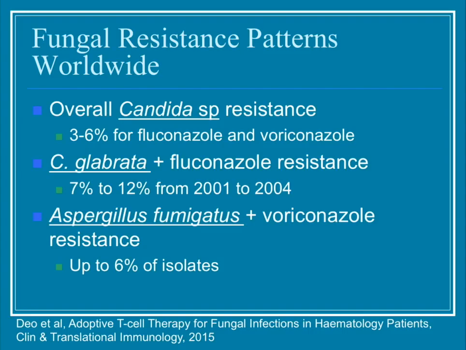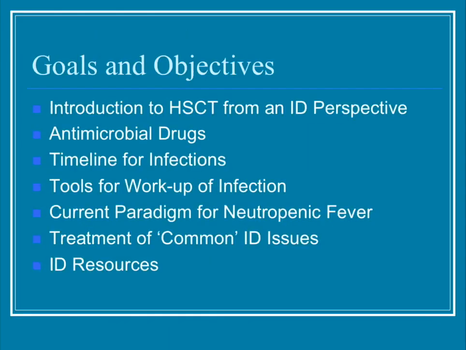Just a word about resistance. Candida resistance is 3 to 6% for fluconazole and Vori. Candida glabrata, look how fast it has increased. Aspergillus fumigatus up to 6%. At my facility, we have even found multi-drug resistant Fusarium.